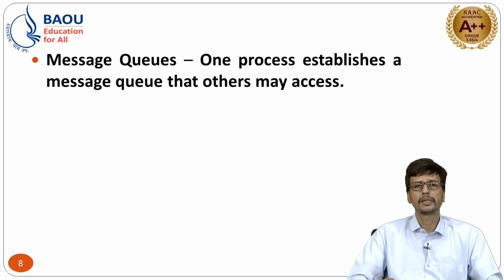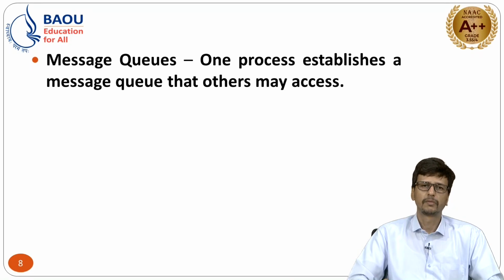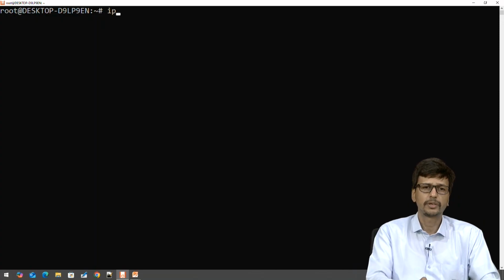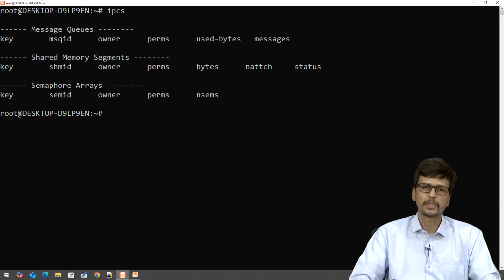Now the next is message queues. Basically, whenever you are talking about IPC, inter-process communication, this mechanism generally uses three methods. One method is message queue, the second is shared memory, and the third is semaphore. You can see this with the help of a command, I am executing ipcs. Whenever you use this command without any argument, you can see three different mechanisms for message passing techniques.